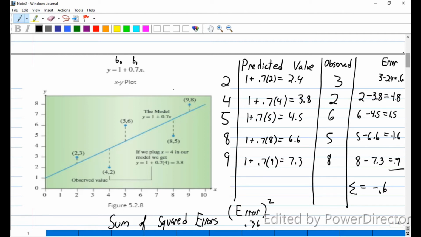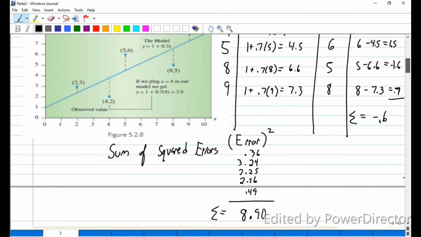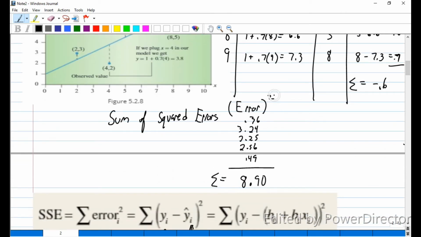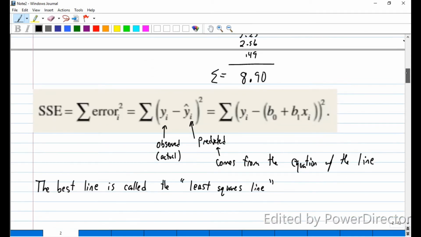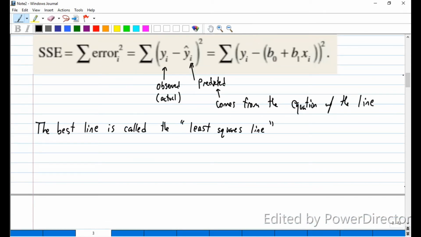If we're going to start comparing different lines, it will be important to have a value that doesn't consider positive and negative values, just considers positive values. All right? And so to do that, we simply square each value.